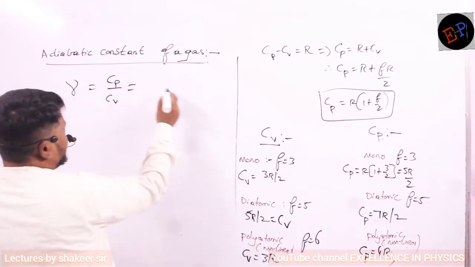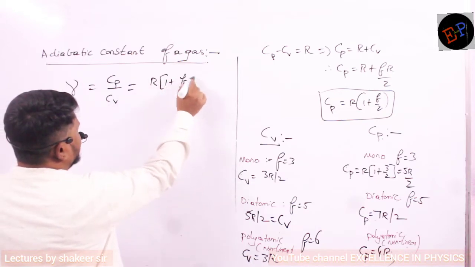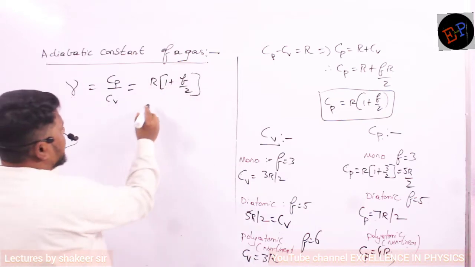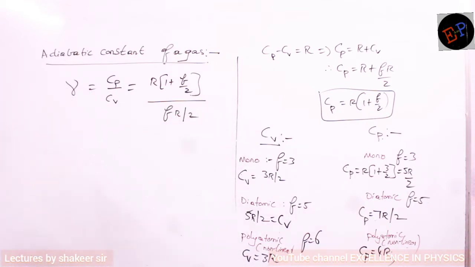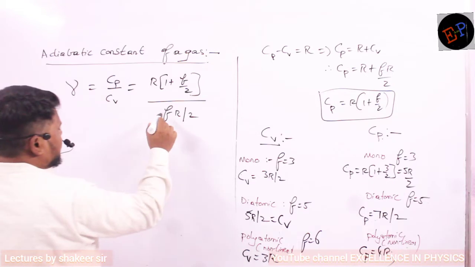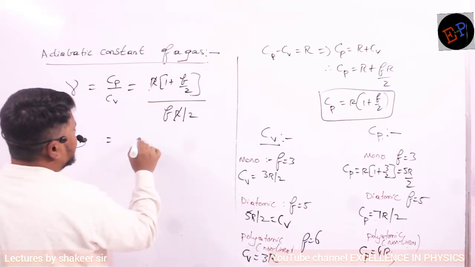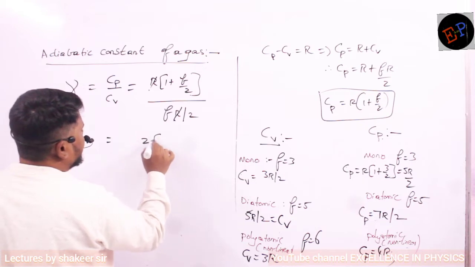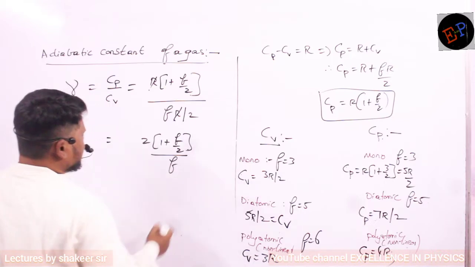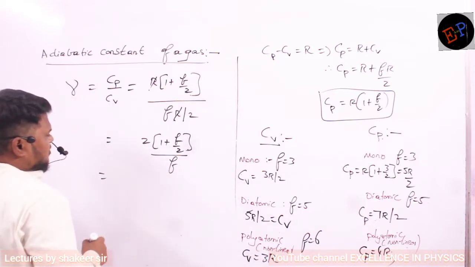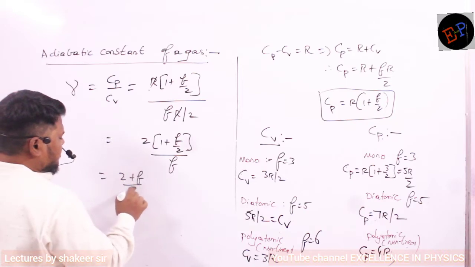So what is Cp? Already we have written, R into 1 plus f by 2 in terms of degrees of freedom. And the Cv value is how much? fR divided by 2. Already we have derived all of them. So therefore, if you cancel this R and R, then what will I get? I will get 1 plus f by 2 divided by f by 2. This is what I will get, no? So if I multiply everything by 2, 2 plus f divided by f.